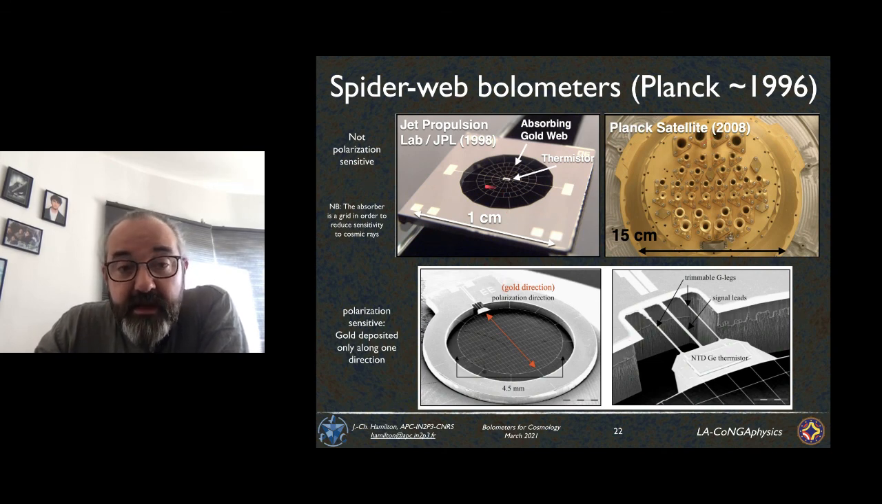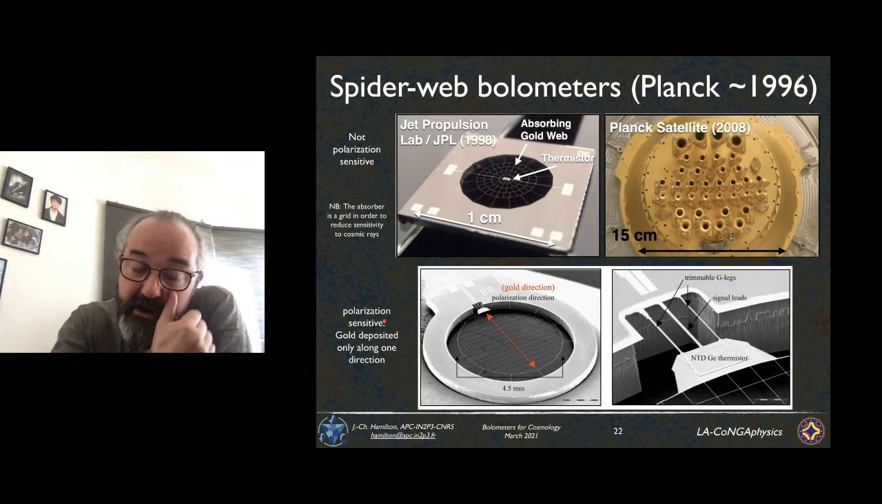And the shape of the absorber as a spider web is actually designed in order to reduce the sensitivity to cosmic rays, which will have an effective frequency much smaller than the hole between the grids here, so that they pass through in most cases, while photons, which have the wavelength corresponding to the size of the bolometer, will be absorbed.